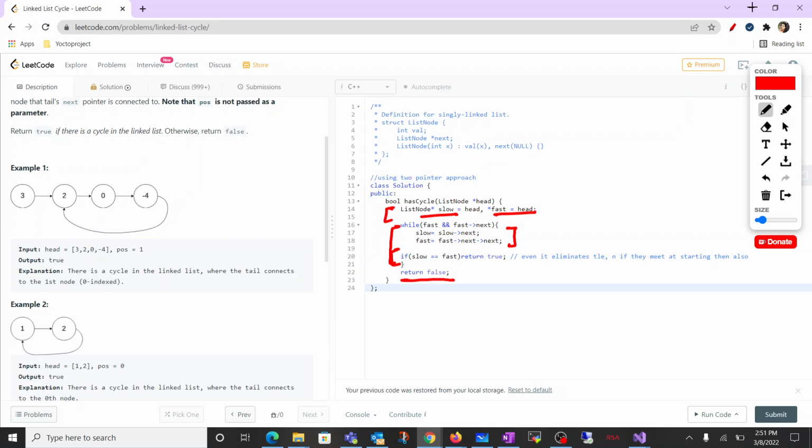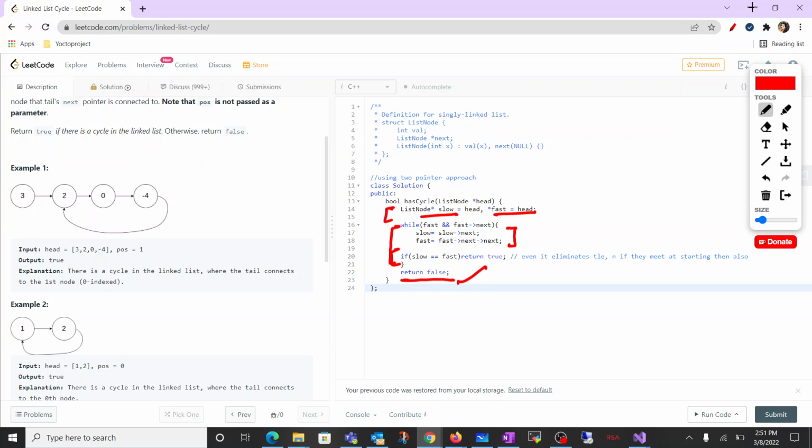And if that is not the case and we exit the loop, and when we are able to exit the loop without returning true, then that simply means that there is no cycle, right? So that's why at the end we are required to return false. So this is how we would be doing this particular question.